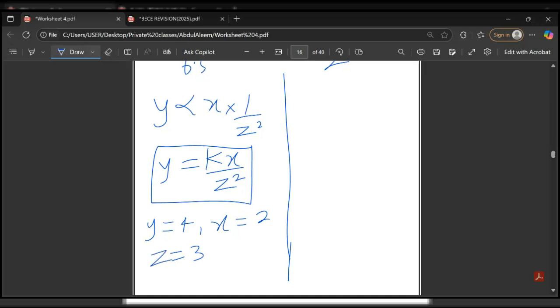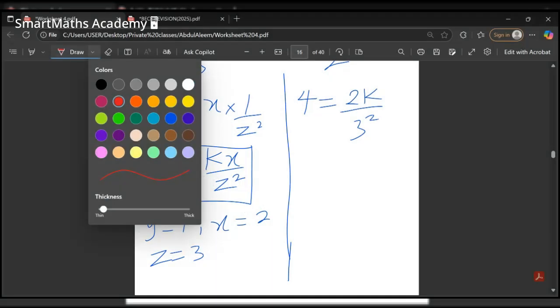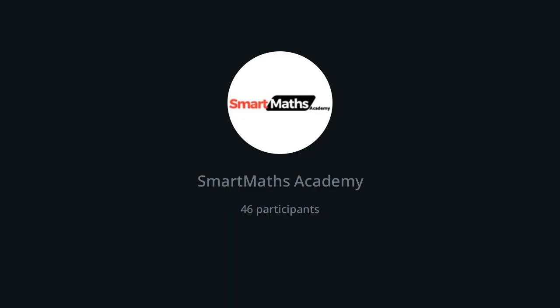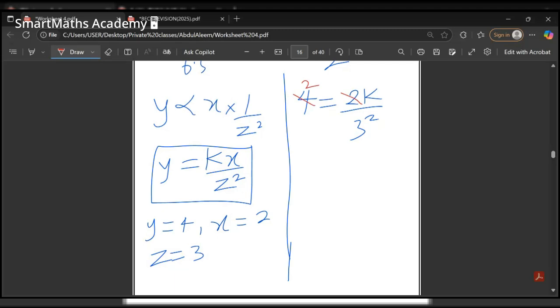Okay, good. So what we are going to do now is to find the constant k that we have introduced. So we are going to put the values of these variables into this equation now. So that means we change the value of y to 4. Then x is 2, that will be 2k. And then z is equal to 3, that will be 3 squared. So these two can cancel this one too.